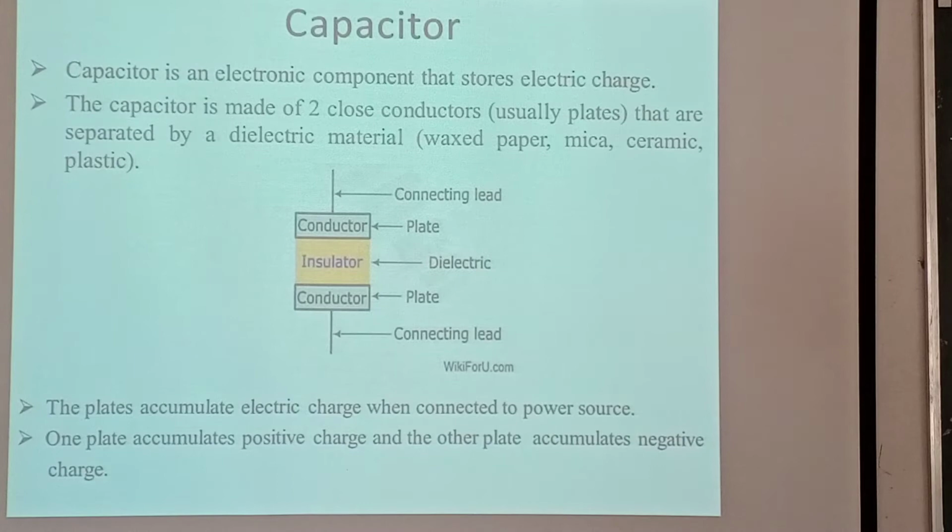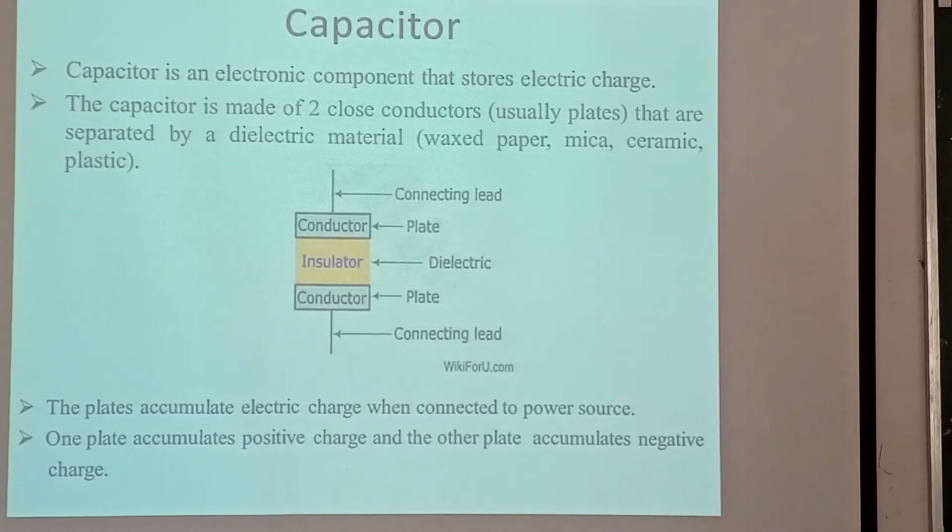So before going towards the supercapacitor, first of all we have to understand what a capacitor is. A capacitor is an electronic device or electronic component that stores electric charge. Here we have shown the pictorial diagram of a capacitor, where two conducting plates are separated by an insulating material called dielectric material. This is the normal picture of a capacitor.